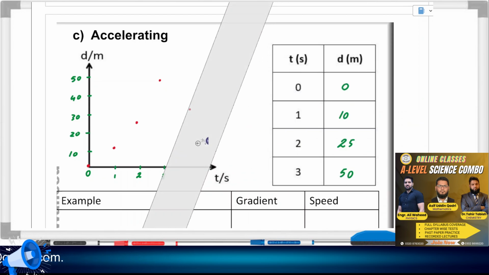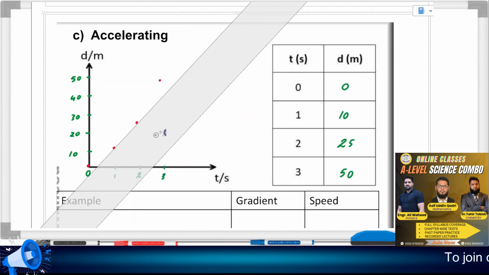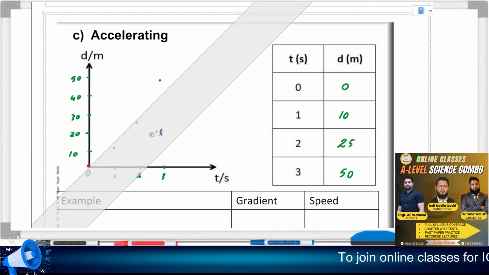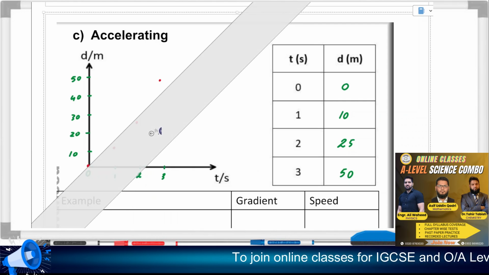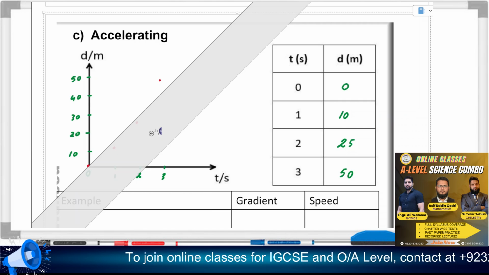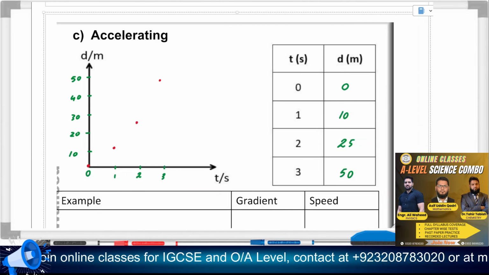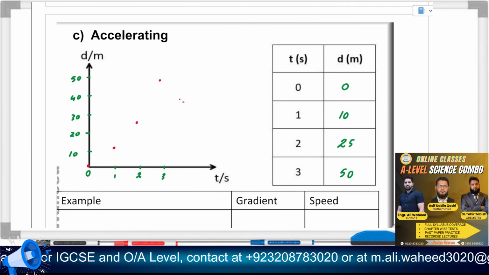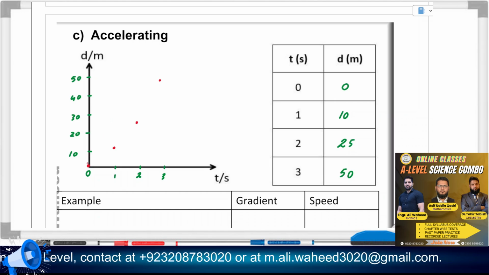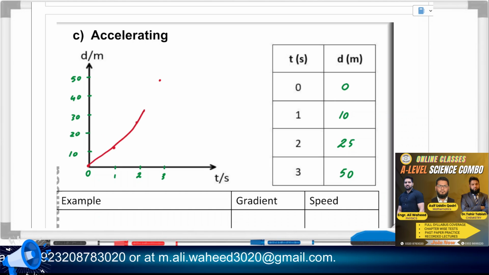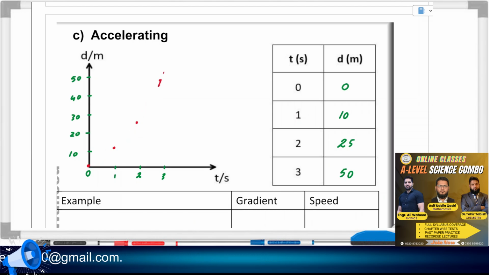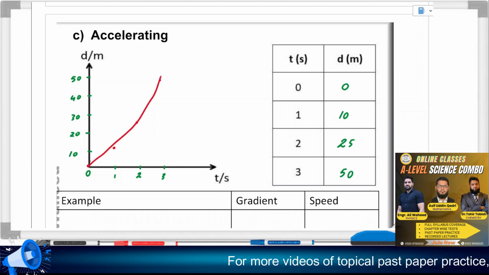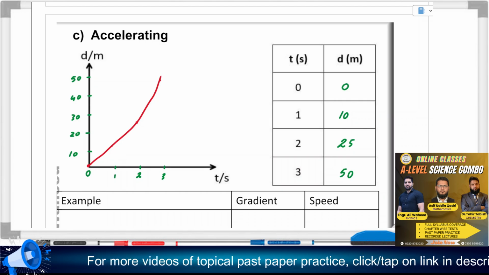Now the thing is, you cannot join these points with a straight line. Check it out. Can you join these points with a straight line? I cannot. So these points have to be joined freehand. So it looks something like this. Kind of difficult for me to draw, but let's go with this trend.